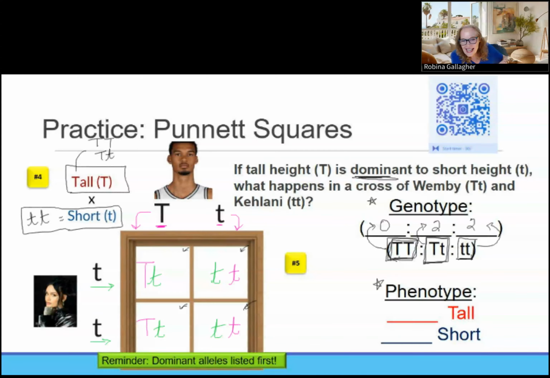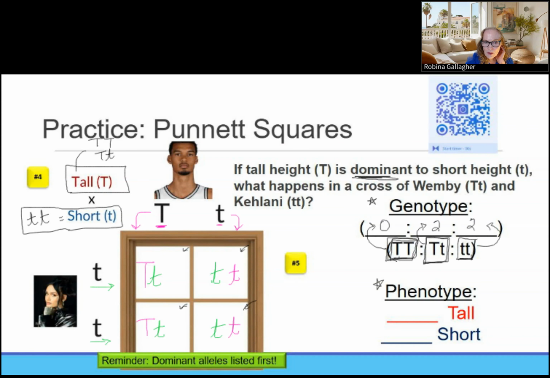Yes, exactly, Sophia. Yep. Haley, you are on fire. Sophia, you are also on fire. So with Kendall, yes, exactly.